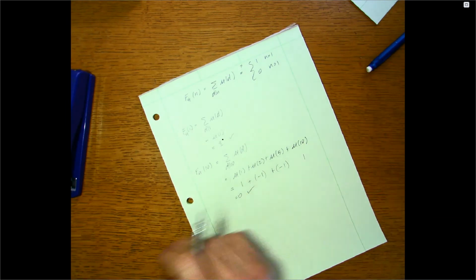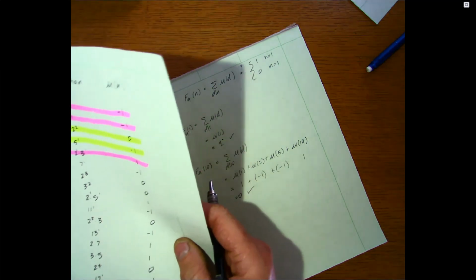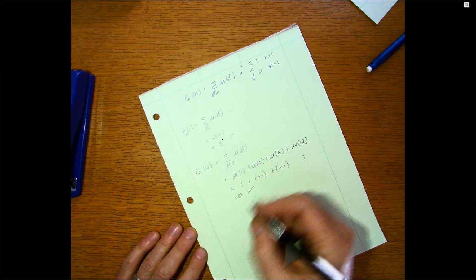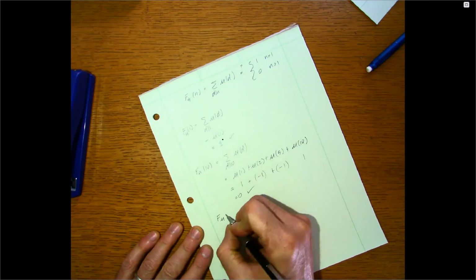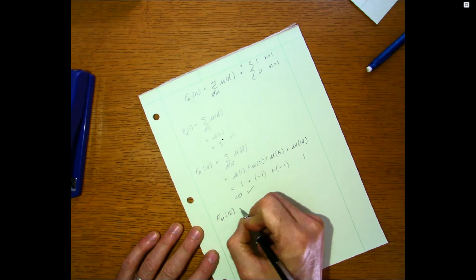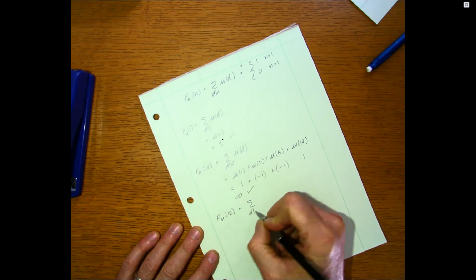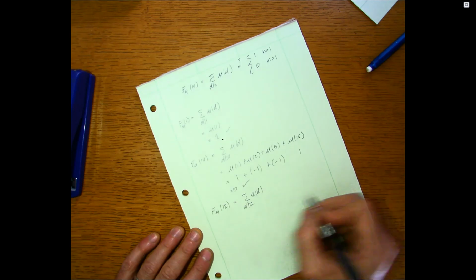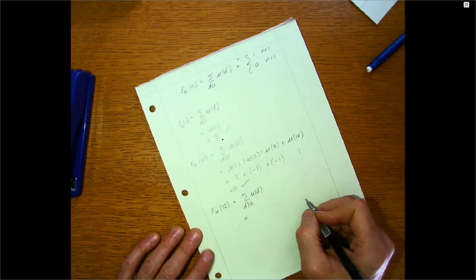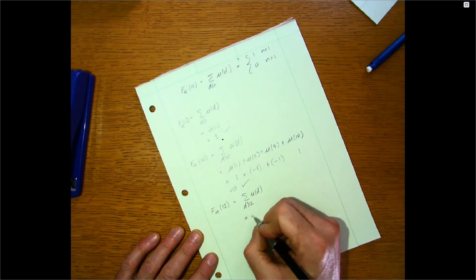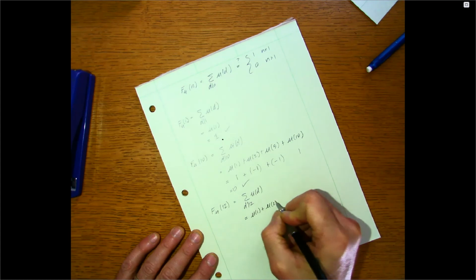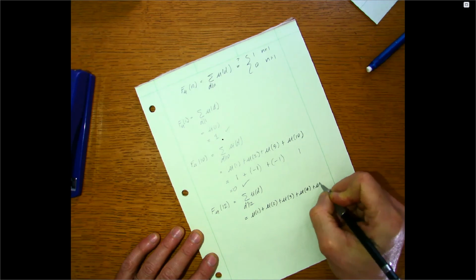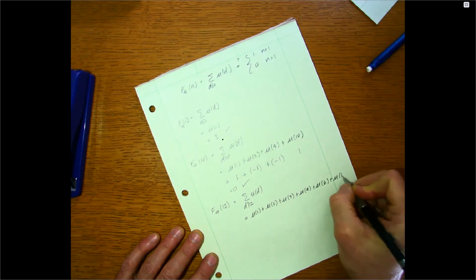Should we try a couple others? How about big F of 12? That will be the sum of all the mu of d's, where the divisors run across 12. So let's see, the divisors of 12 are 1, 2, 3, 4, 6, and 12. So it would be mu of 1 plus mu of 2 plus mu of 3 plus mu of 4 plus mu of 6 plus mu of 12.